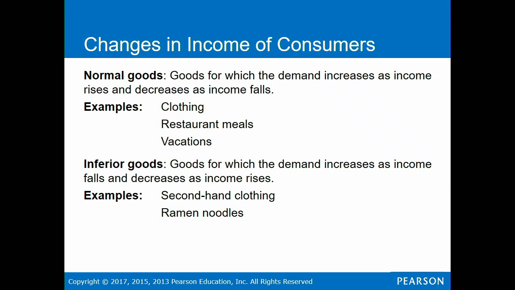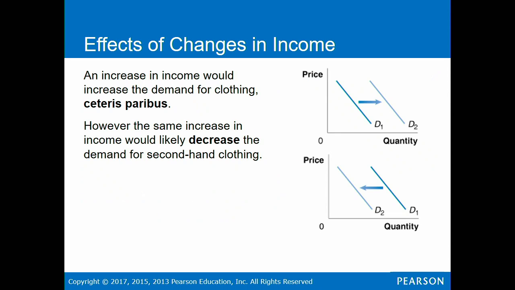So if you've got a normal good, I didn't bring a marker. Of course, there's none in the classroom today. But for a normal good, if a person's income increases, the demand curve is going to shift out. It's going to shift to the right. If income decreases, the demand curve is going to shift to the left. They'll demand fewer because they have less money. And it's the opposite for inferior goods. Oh, we have it right here. Perfect. Okay.